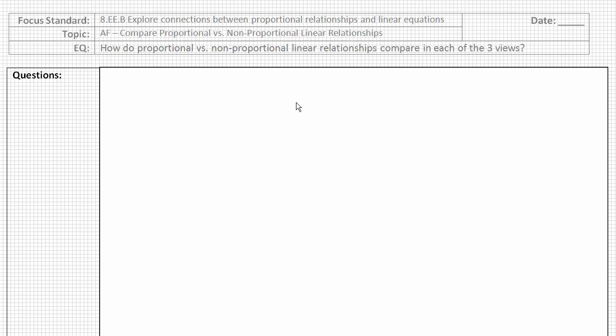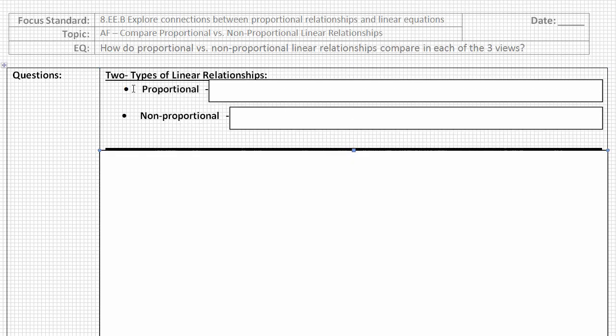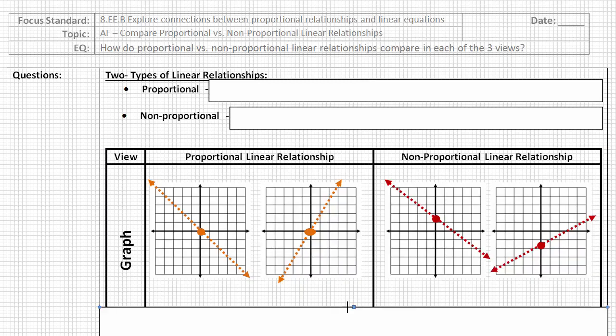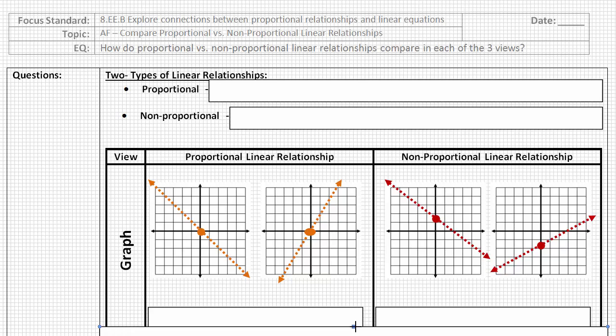Throughout our study of linear relationships, we've continued to look at various types. And so today we're adding in two different types of linear relationships, proportional versus non-proportional. And we are going to get to definitions, but I actually want to save those for last. So we'll come back to this. Let's go ahead and look at the table I've set up to compare and contrast proportional versus non-proportional linear relationships in each of the three views.